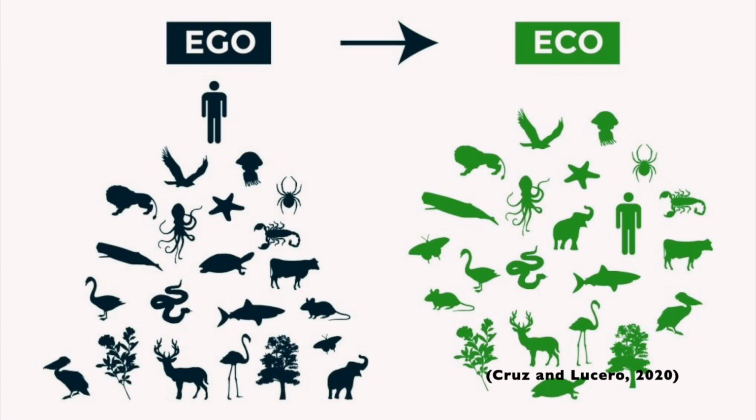Cruz and Lucero's ego versus eco model further illustrates these differences. In Western perspectives, the egocentric approach often emphasises individualism and prioritises human health over environmental concerns. In contrast, Aboriginal and Torres Strait Islander cultures typically adopt an ecocentric approach. This viewpoint values the health of the environment and the community equally, emphasising a holistic connection with the land and sustainable practices that benefit future generations.